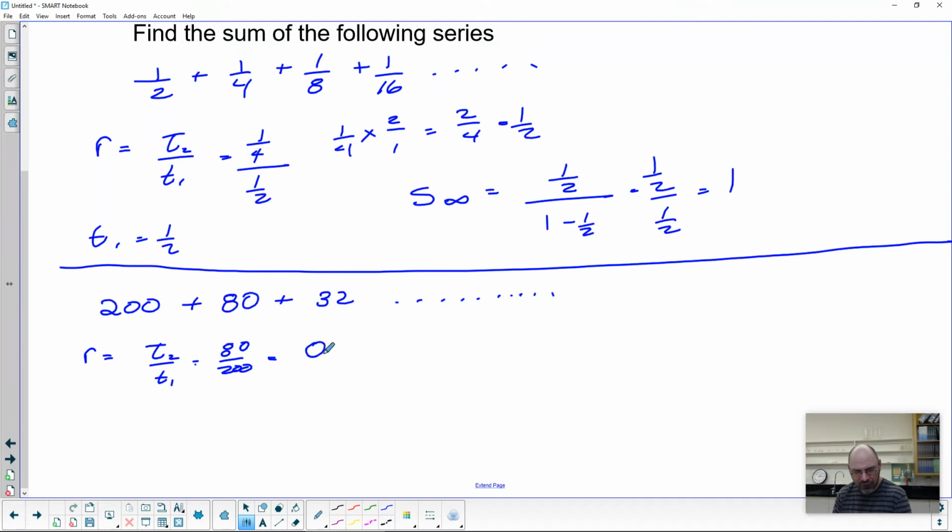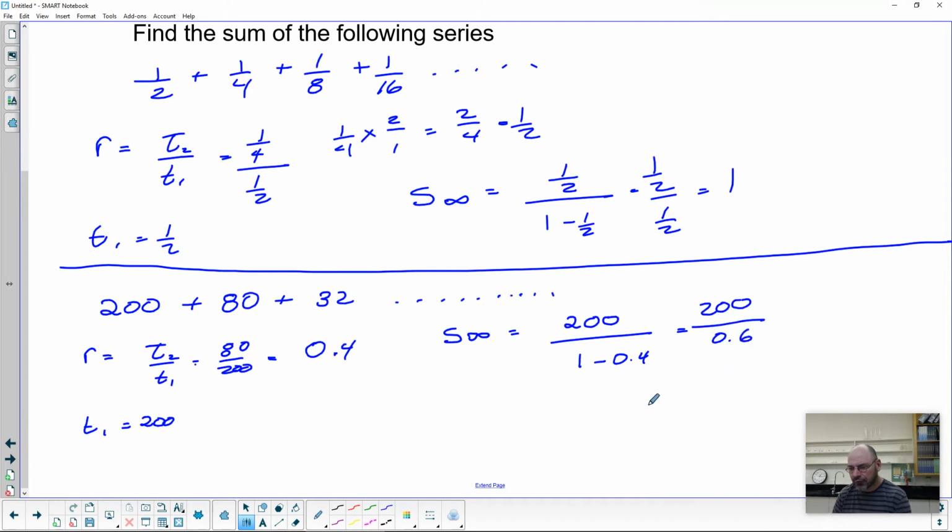Let's do this one in decimals, because we did the last one with fractions. So 0.4, that's R. Okay, so T1 is 200. When we do the sum of this series, it's going to equal 200 divided by 1 minus 0.4, which would be 200 divided by 0.6. Okay, so if we do that one, you get 333 and a third.